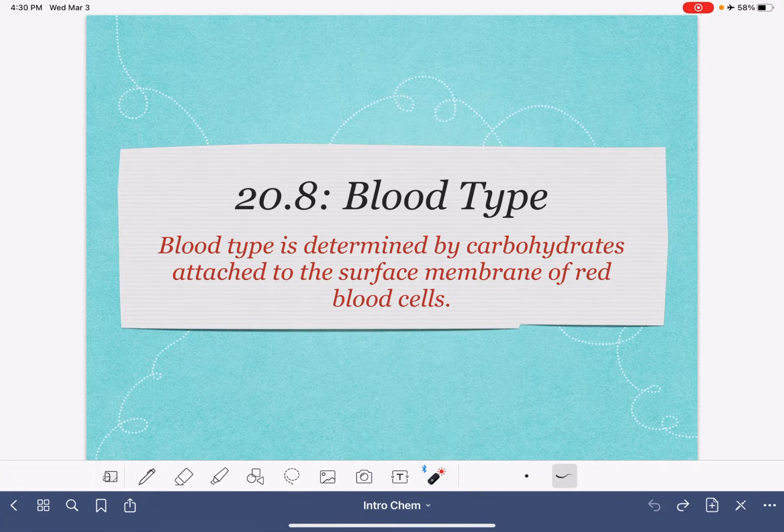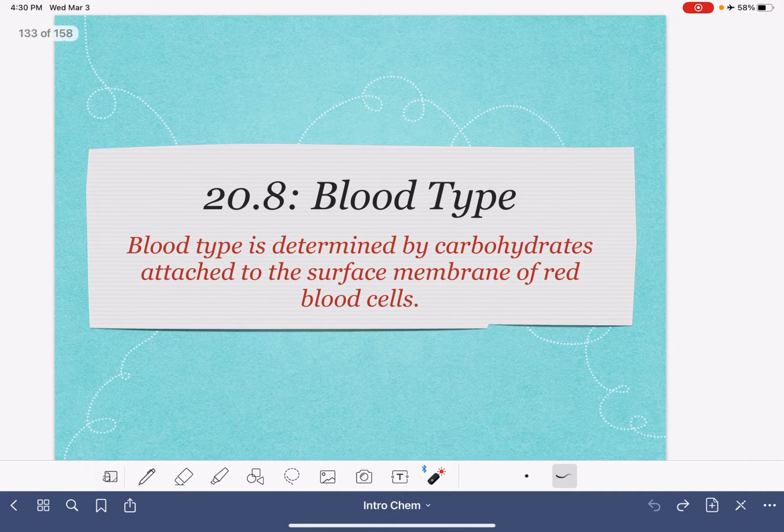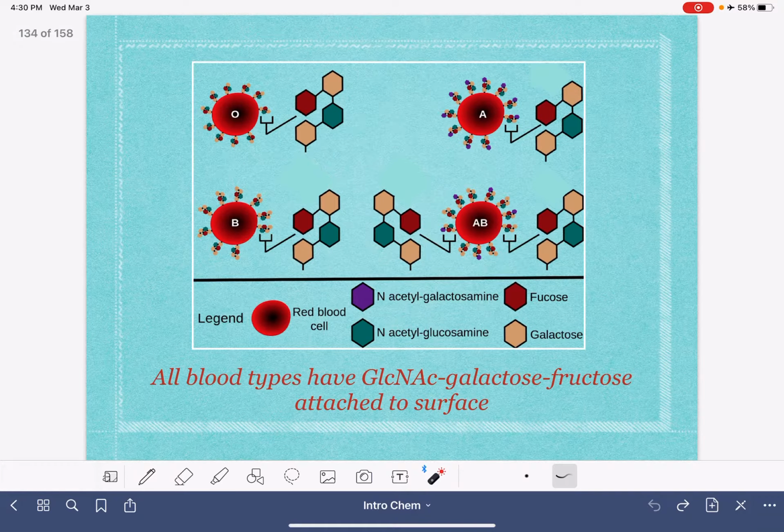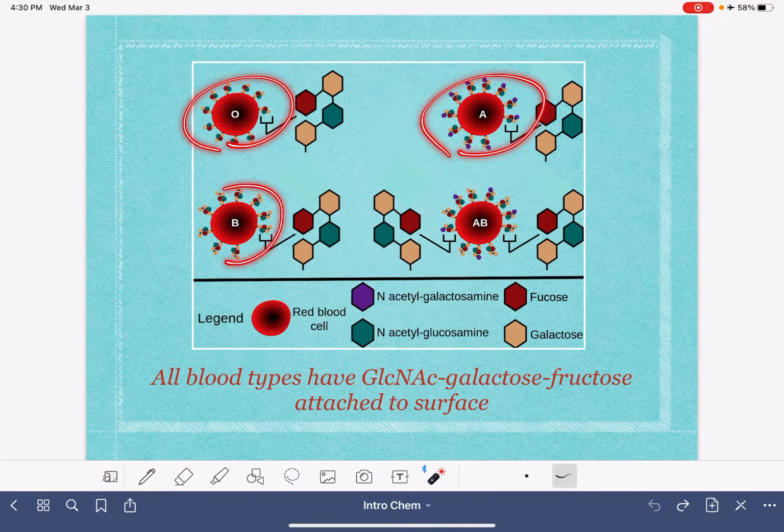In this video, I'm going to be talking about blood type from the perspective of a chemist. You're probably familiar with the concept of blood type. Everybody has a type of blood, type O, type A, type B, type AB. Your blood type is determined by carbohydrates or sugar molecules that are attached to the surface of your red blood cells.